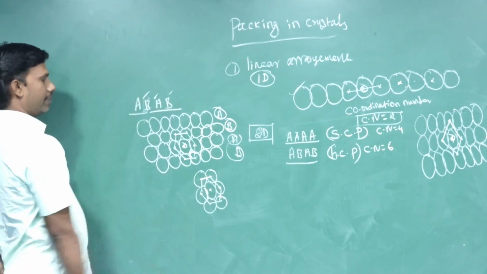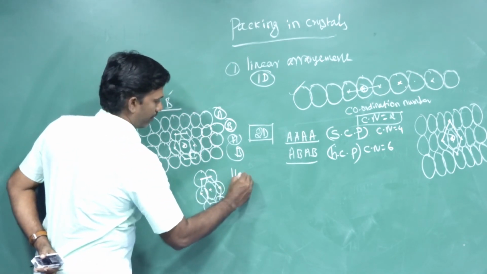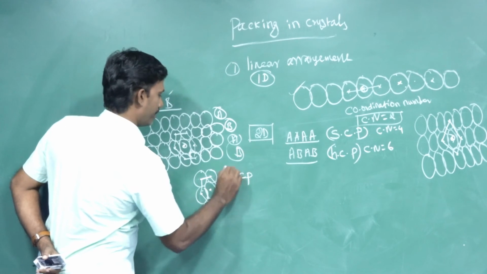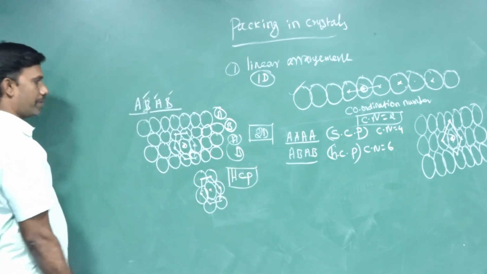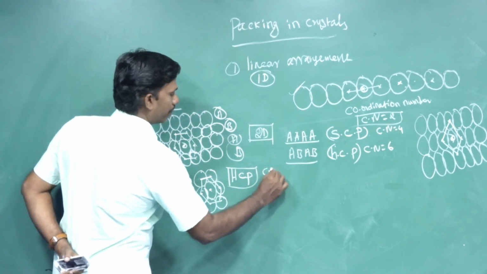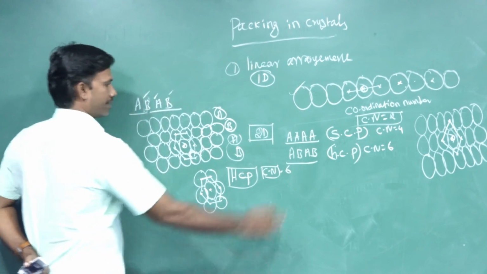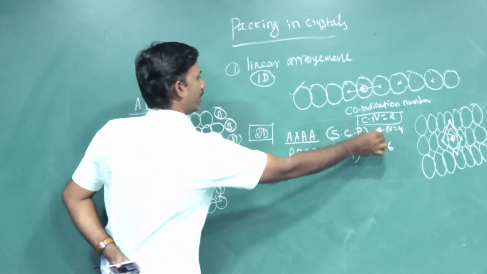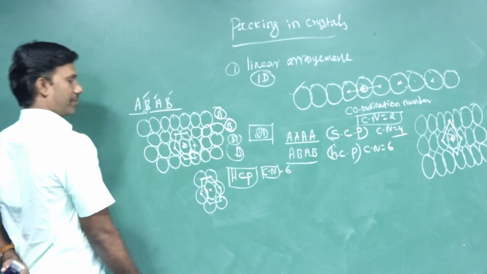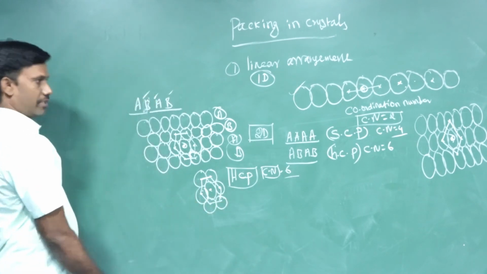So this is hexagonal like, so this is called hexagonal close packing, HCP. You have a coordination number 6, whereas in SCP, the AA arrangement, you will have a coordination number 4. Here, in hexagonal close packing, you have a coordination number 6.